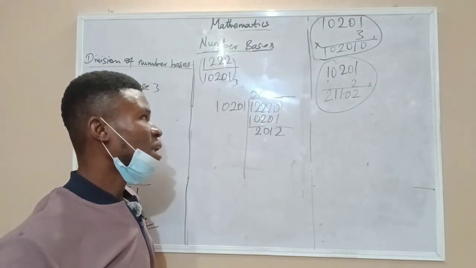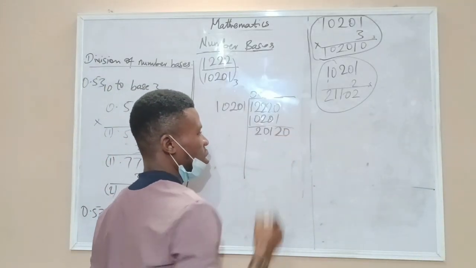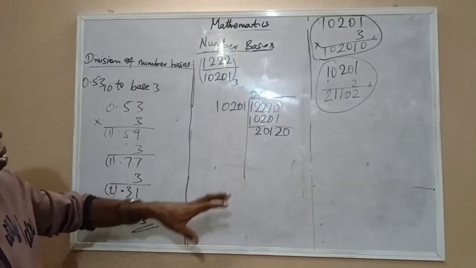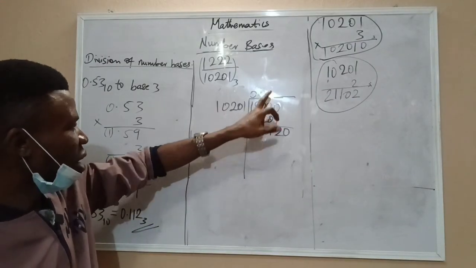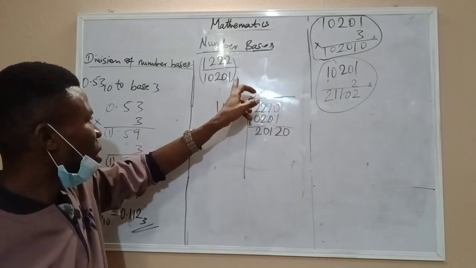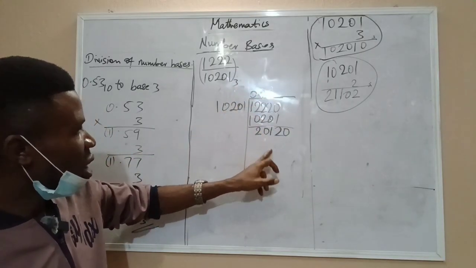Use this one to divide this one, it can't go. So what do we do? We add another 0 here. Now, we need to get the number again. What we are supposed to do is use this one, divide this one, get a number here. So we will look for, from that same base again, a number that when we multiply, what we get will give us something less than this one.